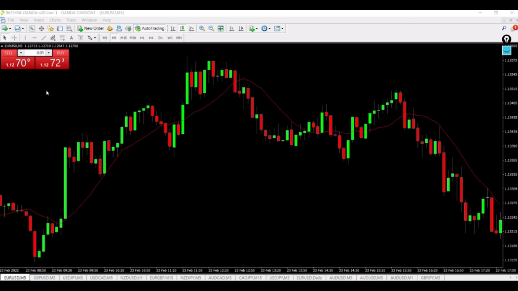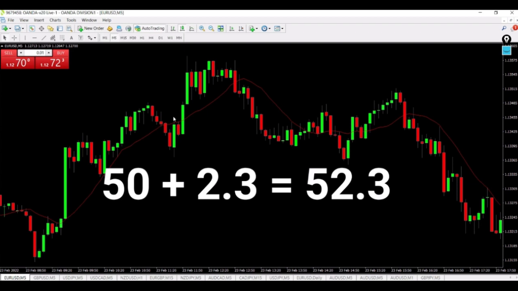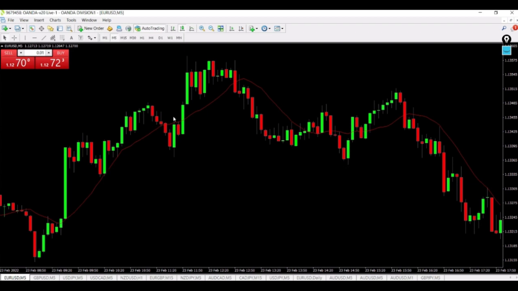Now, the reason why you want to know the spread is because when you're about to buy or sell, you have to add the spread on top of your order. So let's say you're trying to buy this candle right here, and let's say the high on this candle is 50. In order to get in, you have to add the spread. So 50 plus 2.3 would be 52.3. That's what you have to type in.